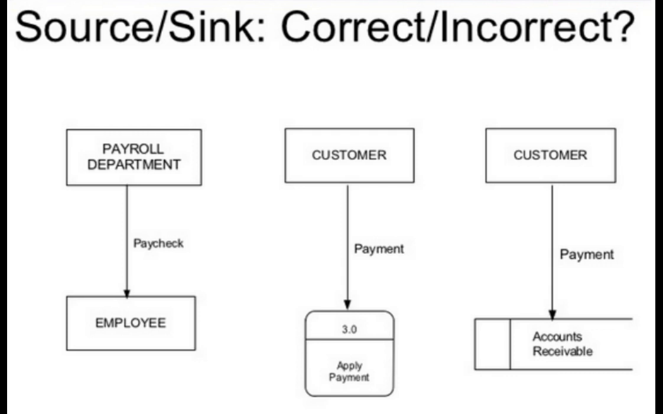A direct data flow from the payroll department to the employee is not possible without a process. So the first diagram is invalid, incorrect. Second, the customer communicates to a process for the payments. Okay, it is possible. Then third, the customer makes the payment to the data store accounts receivable.